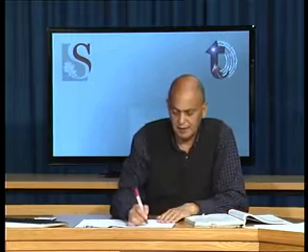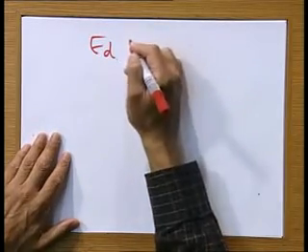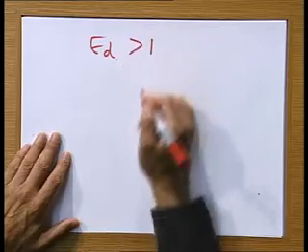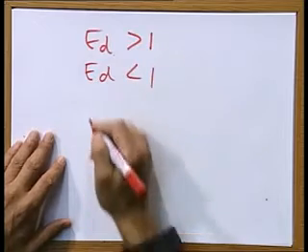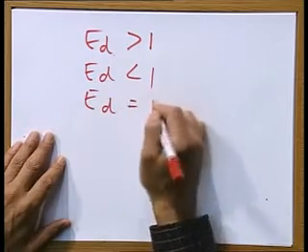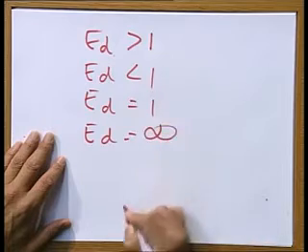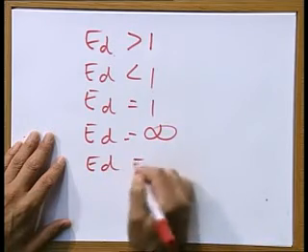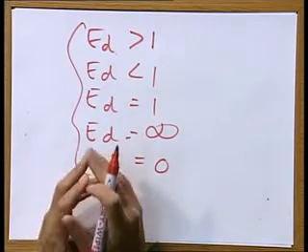Now, we have calculated ED, and we have seen that ED can either be greater than 1, ED can be smaller than 1, right? ED can be equal to 1, ED can be equal to infinity, and ED can be equal to 0. So these are the 5 categories or types of price elasticity of demand that you can get.